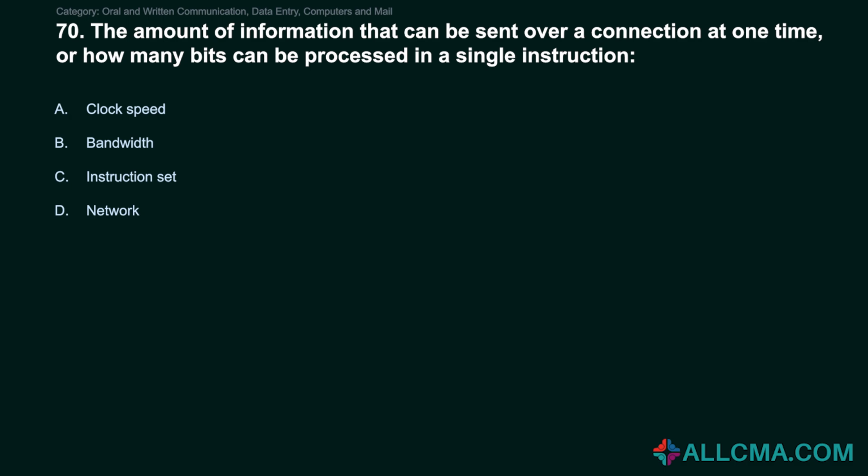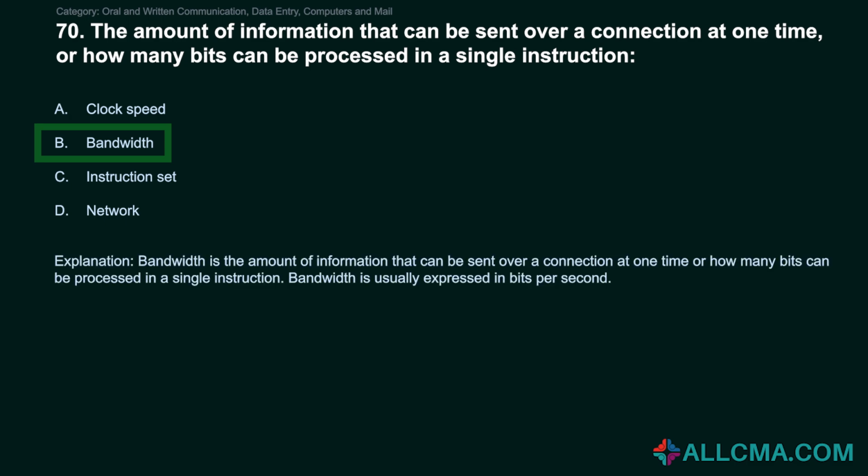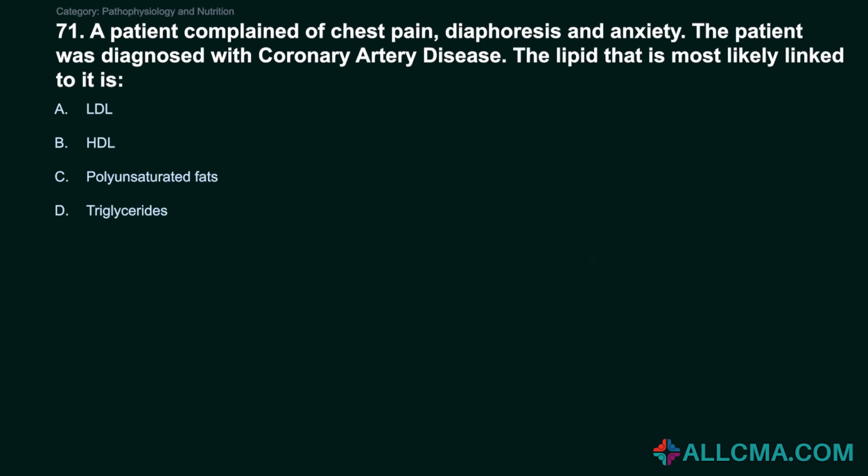70. The amount of information that can be sent over a connection at one time, or how many bits can be processed in a single instruction. A. Clock speed. B. Bandwidth. C. Instruction set. D. Network. Correct answer, B. Bandwidth. Bandwidth is the amount of information that can be sent over a connection at one time or how many bits can be processed in a single instruction. Bandwidth is usually expressed in bits per second.